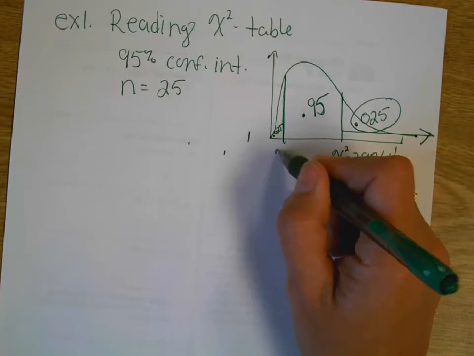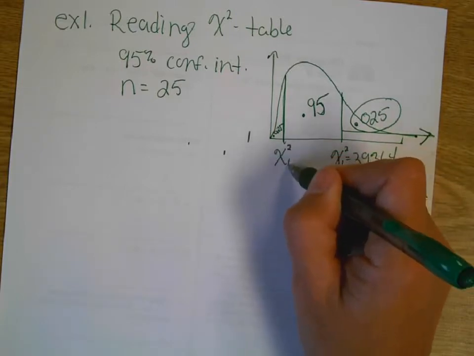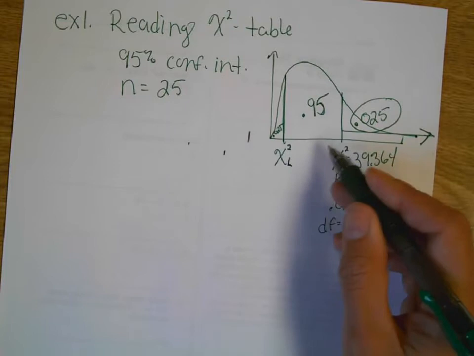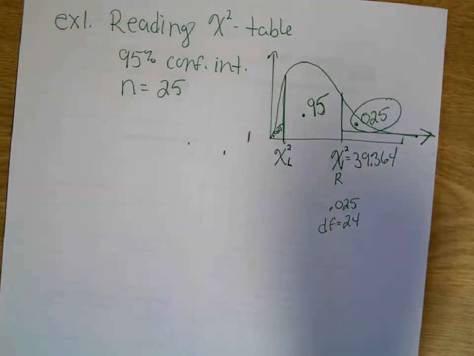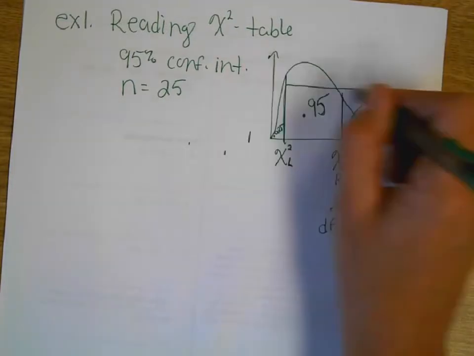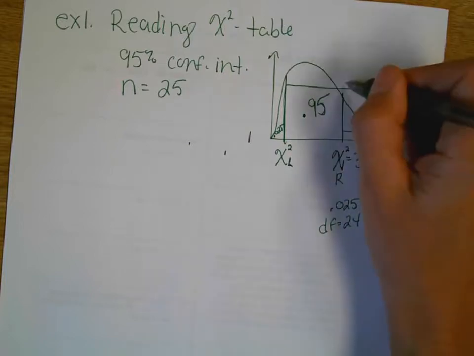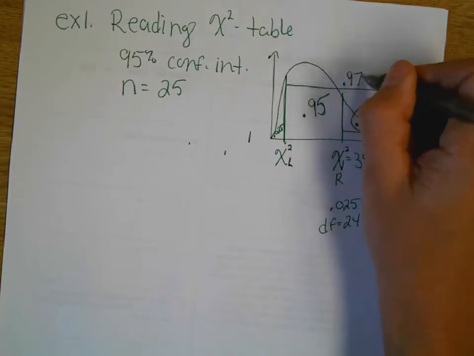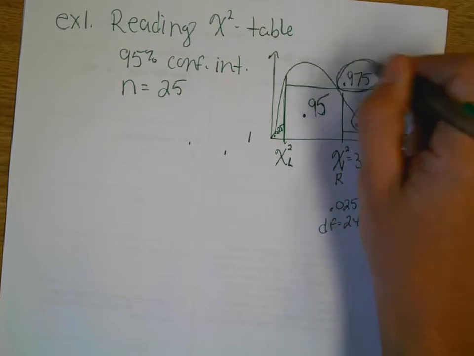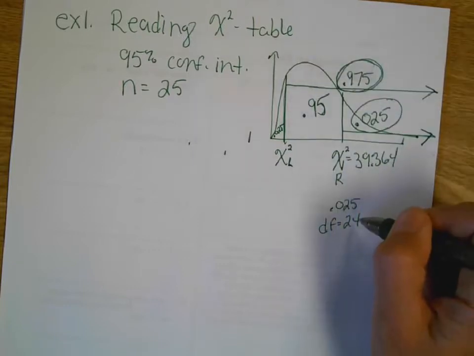Okay, I need to find this chi-squared left value. Well, in order for me to find it, I need the total area to its right. How much total area is there to the right? 0.975. You're going to look up 0.975 and 24 degrees of freedom.